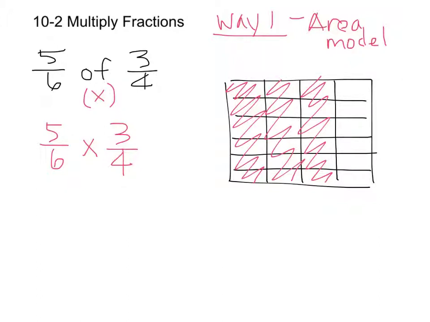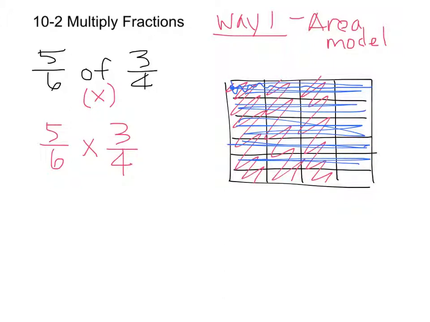Then I'm going to use blue to shade 5/6. So 1, 2, 3, 4, 5, of my possible 6. Now, when I look at this, what part is overlapping? So this was broken up into fourths, right? And from here to here is 3/4, and from here to here is 5 out of the 6 parts. So how many boxes are overlapping both red and blue?